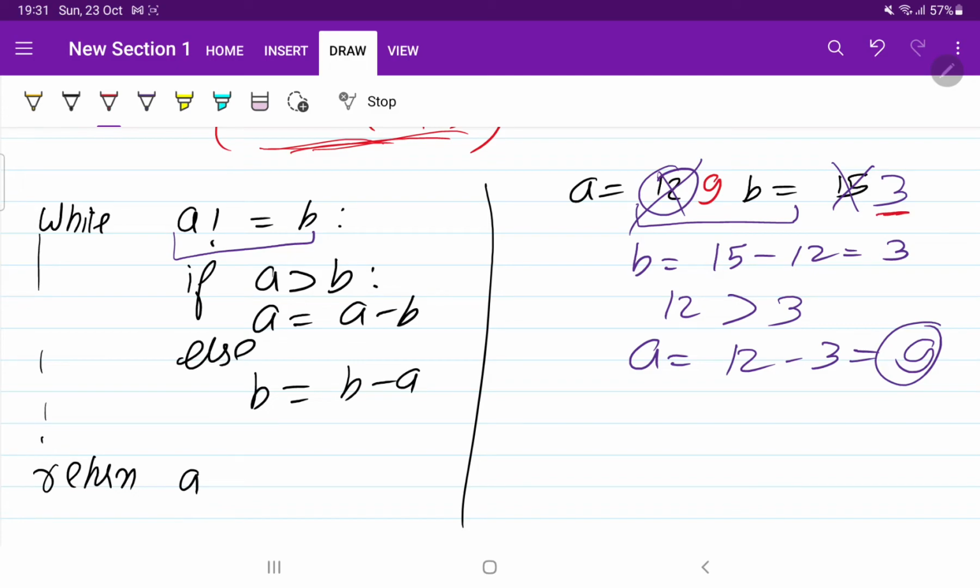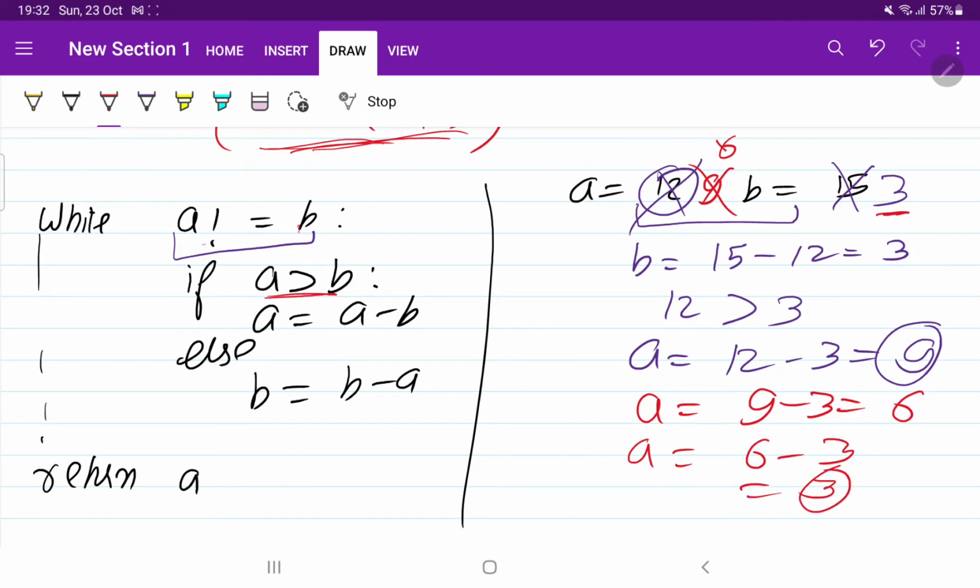Again they are not equal. We come to the while loop and see this condition is again true. 9 is greater than 3, so subtract: A will be 9 minus 3, so we get 6. Again it will check whether A and B are equal. No, they are not equal. So we will again check 6 minus 3. What are we going to get? 3. Now A value is 3.